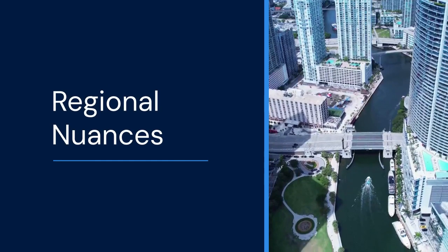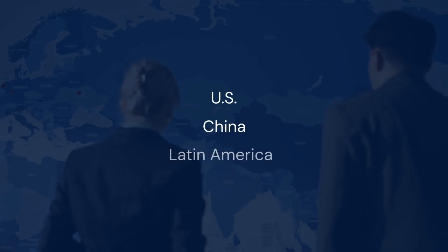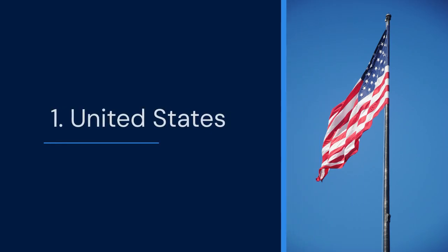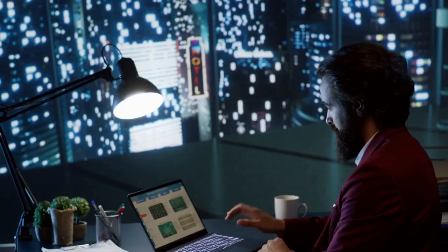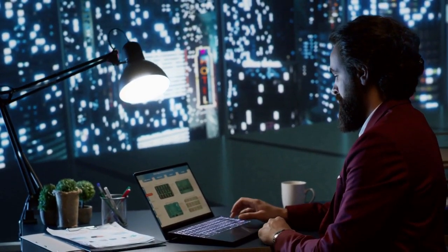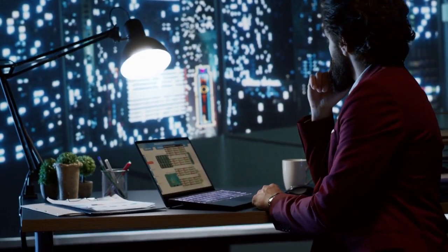Regional nuances. The financial risks you face can vary significantly depending on the region. Let's explore some key differences in the US, China, and Latin America. 1. United States. In the US, foreign exchange risk is one of the primary financial risks for companies. The US dollar is strong, so when multinationals earn foreign income, it may lose value when converted back into US dollars during periods of dollar strength.